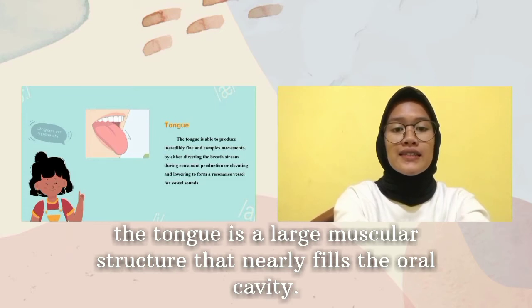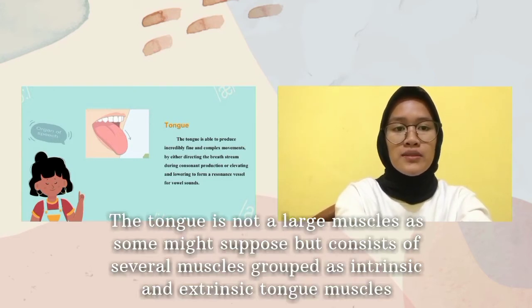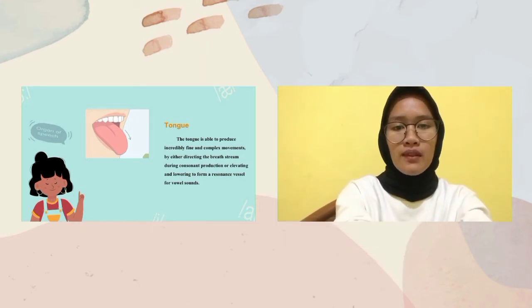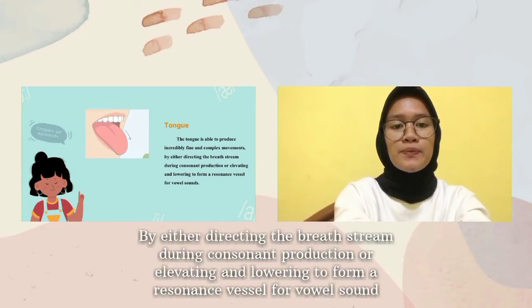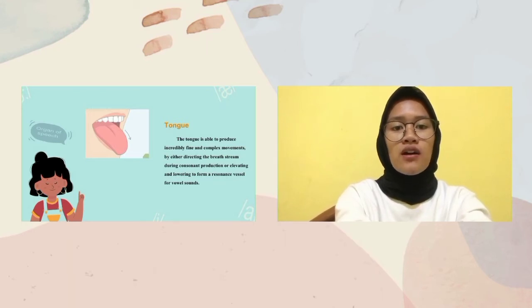The tongue is a large muscular structure that nearly fills the oral cavity. The tongue is not one large muscle as some might suppose, but consists of several muscles grouped as intrinsic and extrinsic tongue muscles. The tongue is able to produce incredibly fine and complex movement by either directing the breath stream during consonant production or elevating and lowering to form a resonance vessel for vowel sounds.